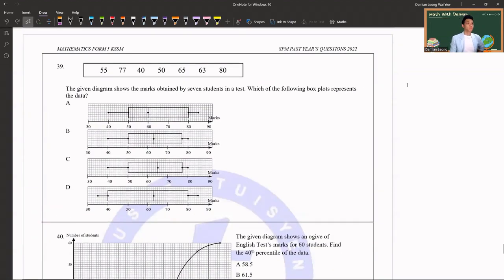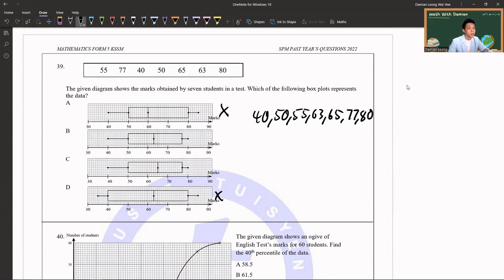Question 29. The given diagram shows the marks obtained by 7 students in a test. Which of the following box plots represents the data? Which box plot represents the data? So I have the median, first quartile, third quartile, smallest, highest. Let's rearrange this in ascending order first: 40, 50, 55, 63, 65, 77, 80. So the smallest and highest must be 40 and 80. So this is out, this is out.